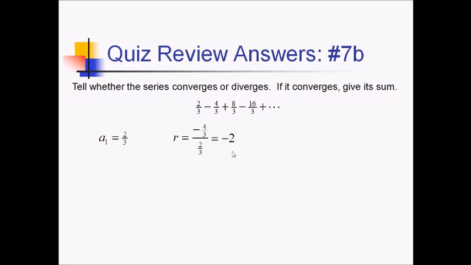Now the absolute value of negative 2 is not less than 1. In fact, it's greater than or equal to 1. So that means that this series diverges because your terms are not getting closer and closer to 0. They're getting further and further away from each other. So we don't actually have to find the sum if it diverges.